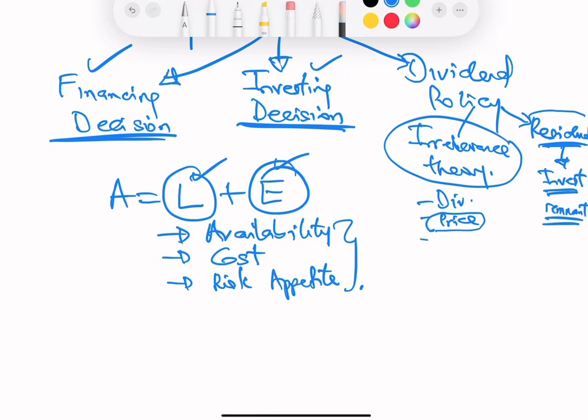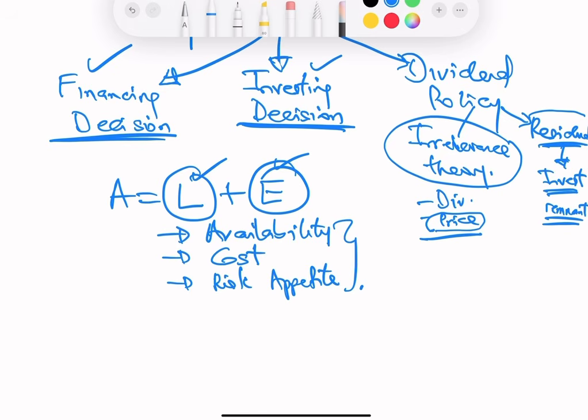However, irrelevance theory does not care. You can pay, you can decide not to pay. What the shareholders just want to do is to make money. Where the money comes from, whether it's from dividend or from share price appreciation, they don't mind.